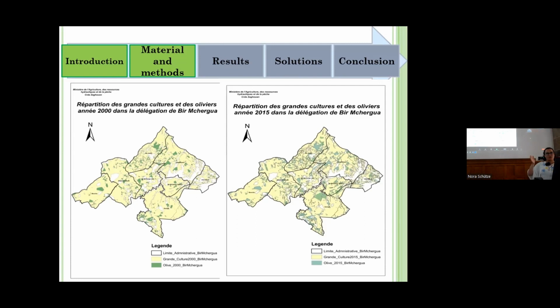Here it's the superposition, because we superposed two maps, the first one for 2000 and the second for 2015, and here we have the areas converted. So here we have the possibility to go to this area and talk to farmers through a questionnaire.